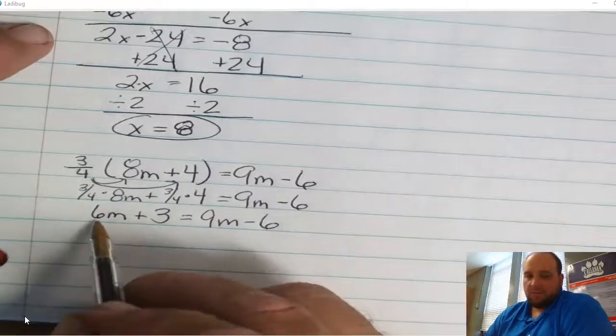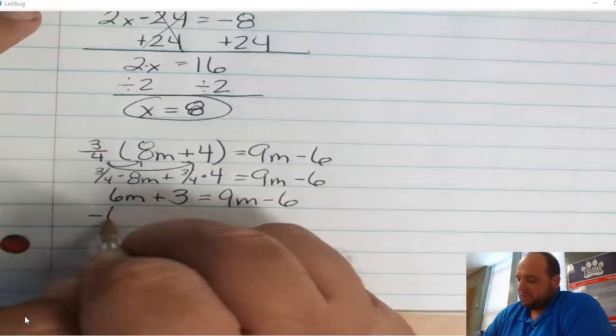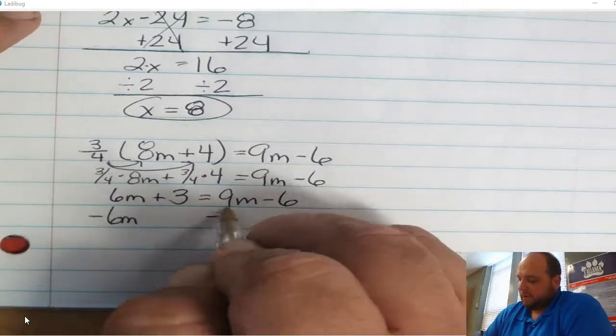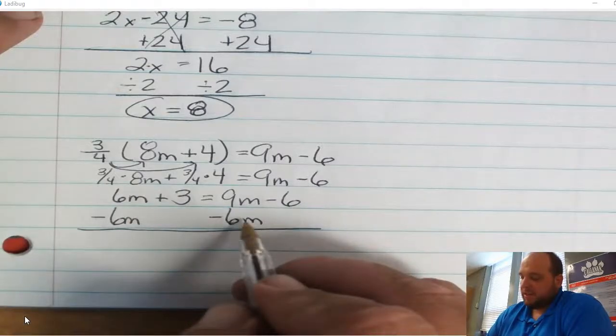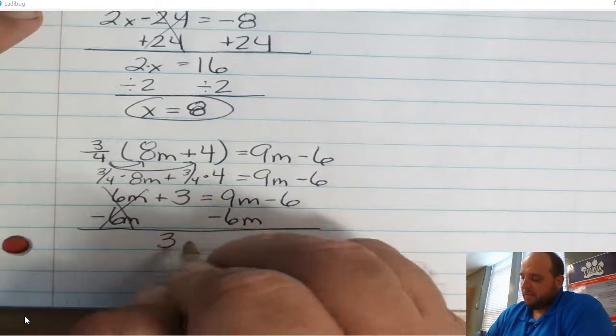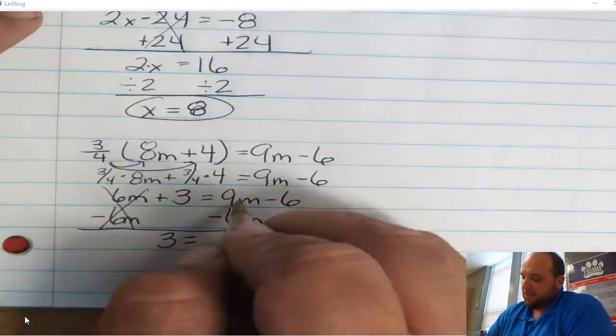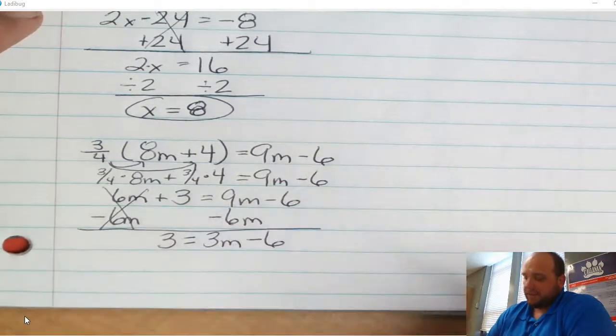I am actually going to move the variables all to the right side this time because this is a bigger positive. So I'm going to subtract 6m here, subtract 6m here. Notice that I line that 6m up underneath the m's because those are the like terms. These are opposites, so they cancel out. I end up with 3 equals 9m minus 6m is 3m minus 6.